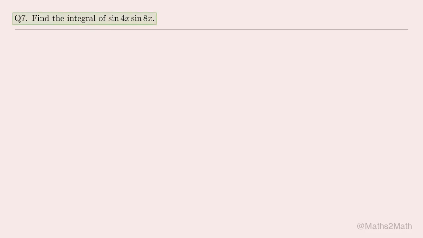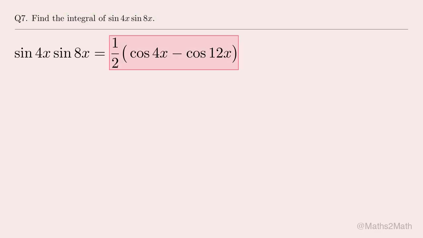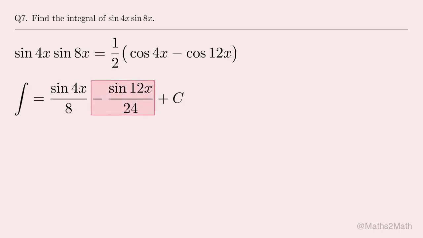Question 7. 2 sines of different angles. Product of sines is half the difference of cosines. Apply the identity: half of cosine 4x minus cosine 12x. Integrate the cosines.